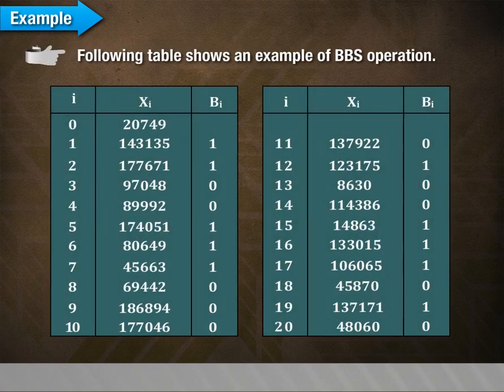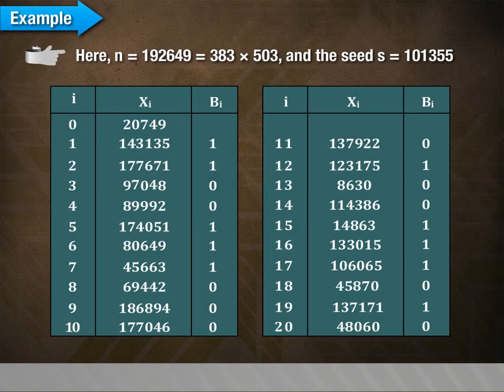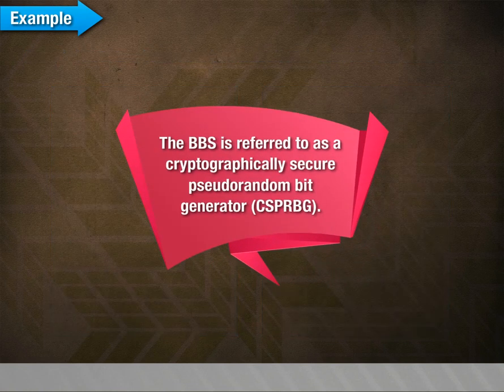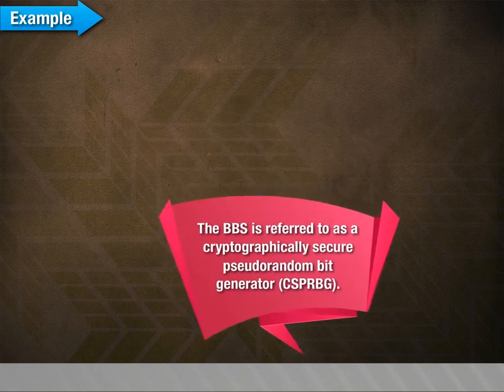The following table shows an example of BBS operation. Here, n is equal to 192,649, which is equal to 383 times 503, and the seed s is equal to 101,355. The BBS is referred to as a cryptographically secure pseudo-random bit generator, CSPRBG.